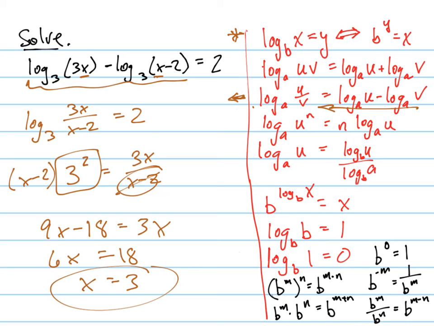And then check it. Make sure it works. Plug in 3, and you'll see, oh yeah, this is like 3 squared. So this whole thing is like 2, right? 3 to what power equals 9? That's just 2. And then this is just like 1 here, and log base 3 of 1 is just 0. 2 minus 0 is 2. Hey, it worked. Always check your answers.